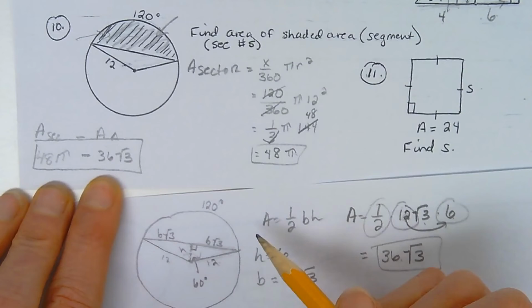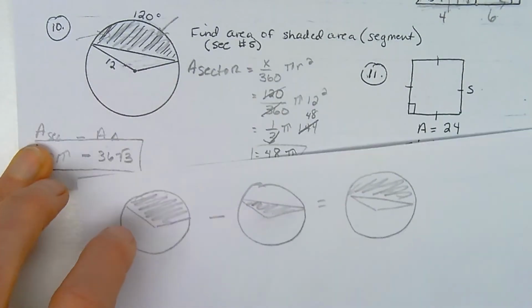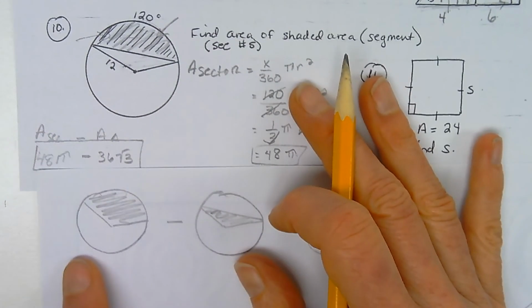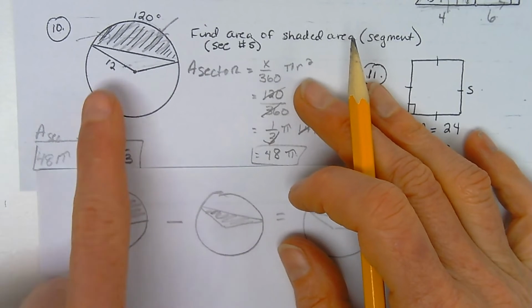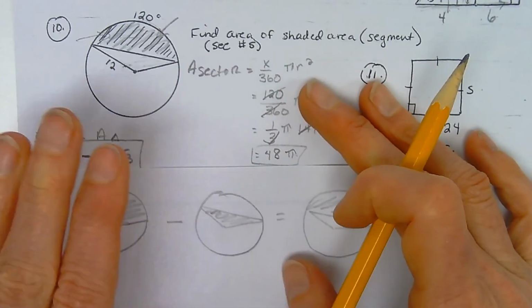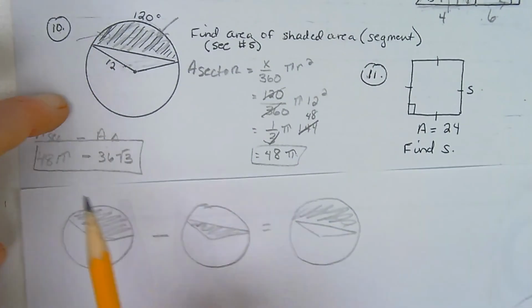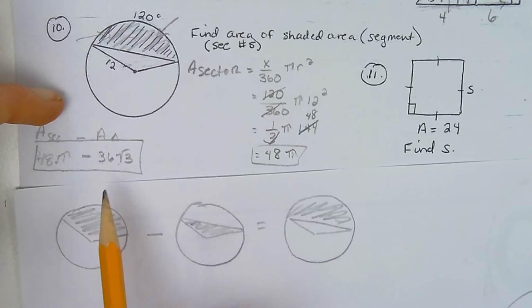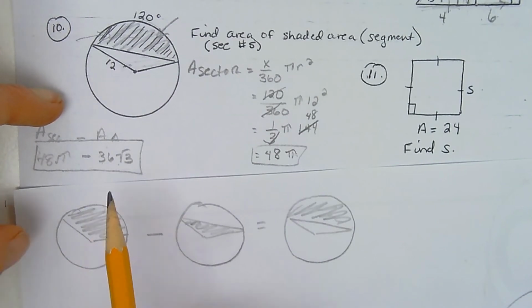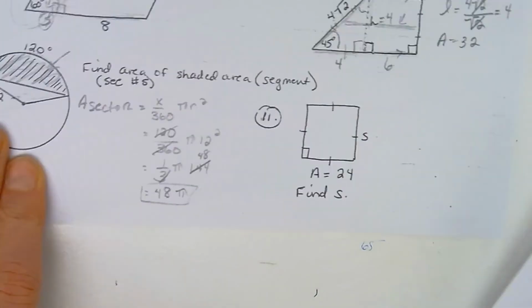Remember, you're solving for it indirectly. You're finding the area of the sector first, and then subtracting from it the area of the triangle, and then you're left with what we want, the area of the segment. So 48 pi minus 36 rad 3. Okay, number 11.